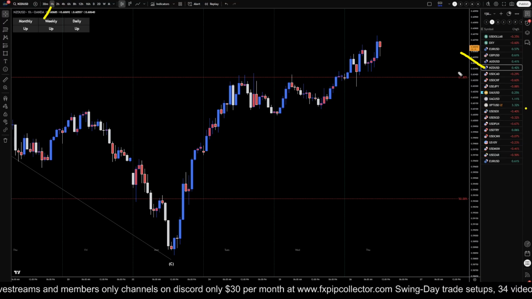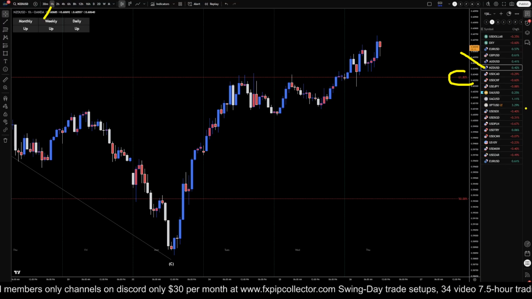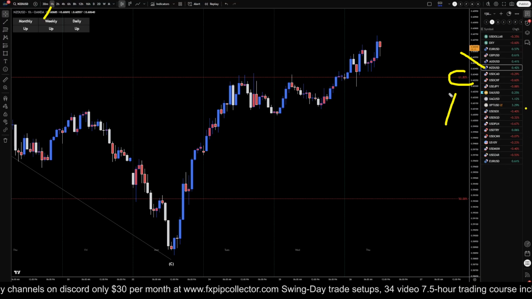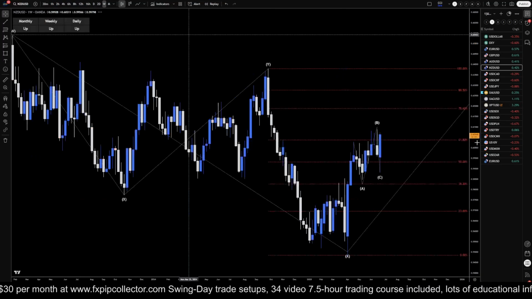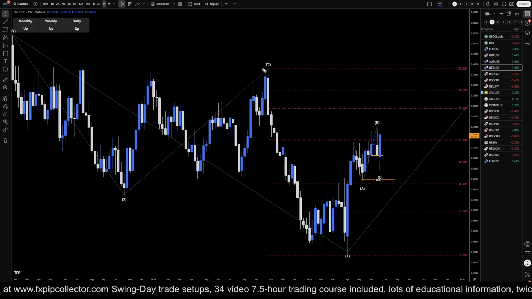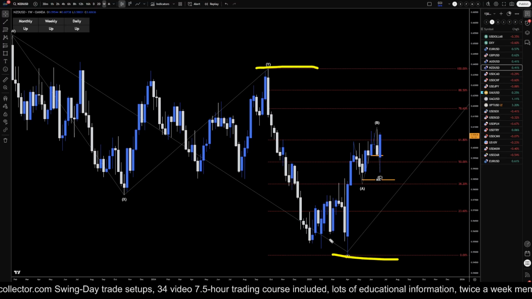So the Kiwi dollar is trying to break above the 61% Fibonacci retracement. Now, this is a weekly time frame fib level. We have to go all the way up to the weekly time frame to see that this is the Fibonacci retracement of this whole move down on the weekly.